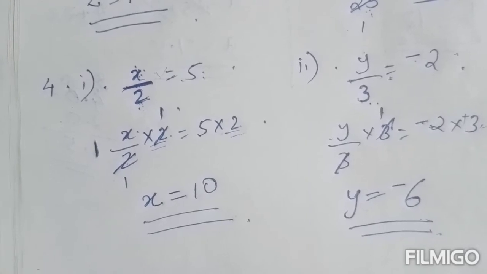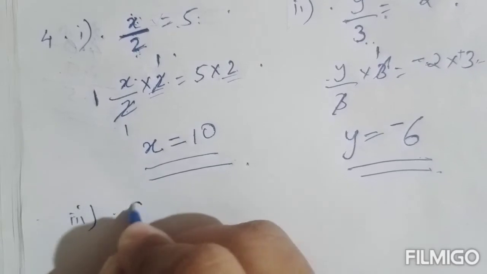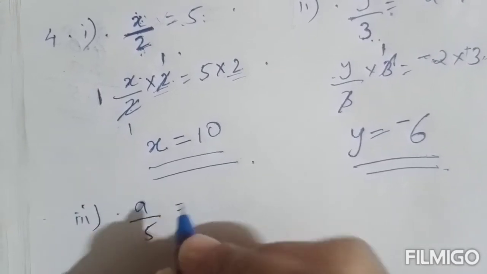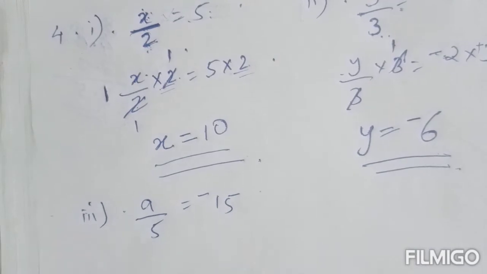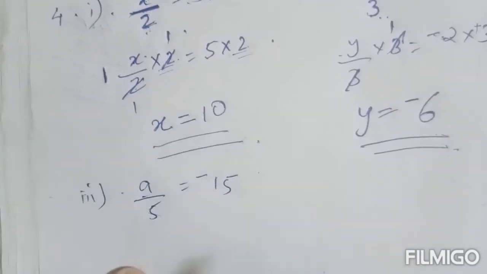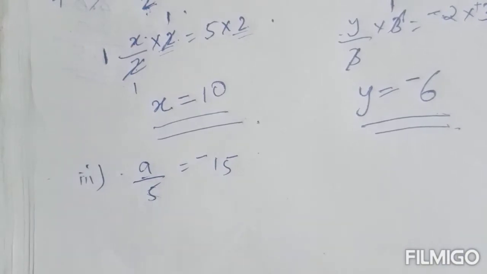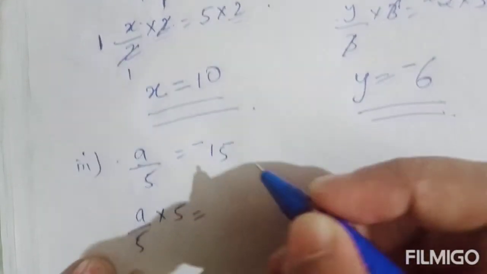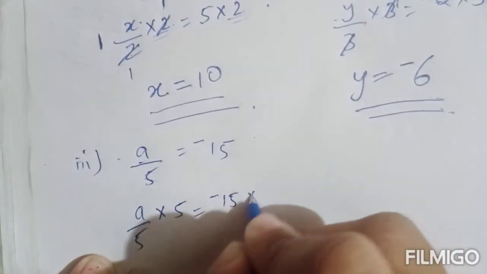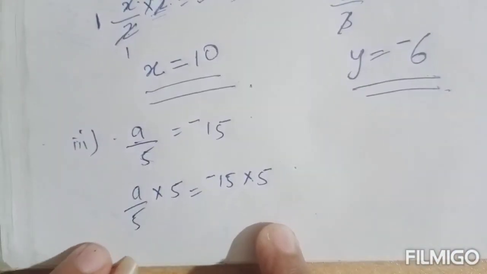Okay. Now in that third one, a by 5 equal to minus 15. So divided by 5 is given in the question. So what to do? You have to multiply both sides of the equation by 5. A by 5 into 5 equal to minus 15 into 5. Both sides you are multiplying by 5.